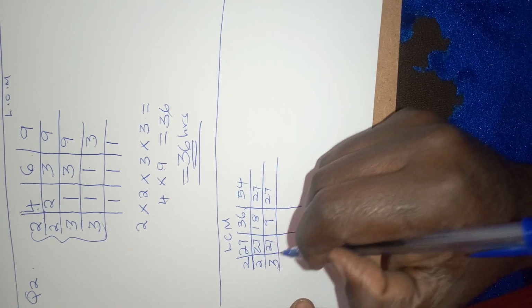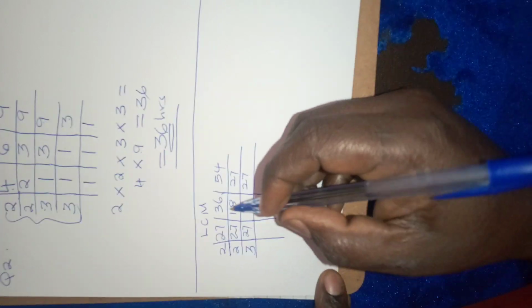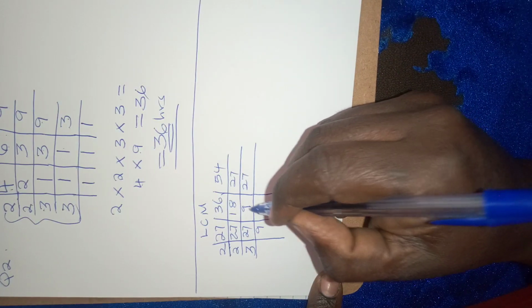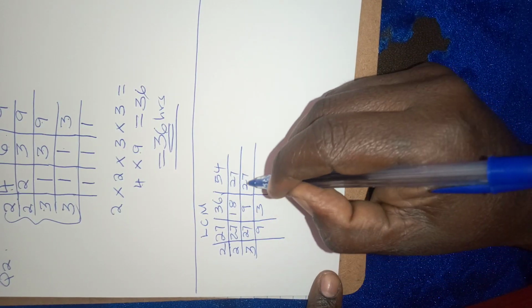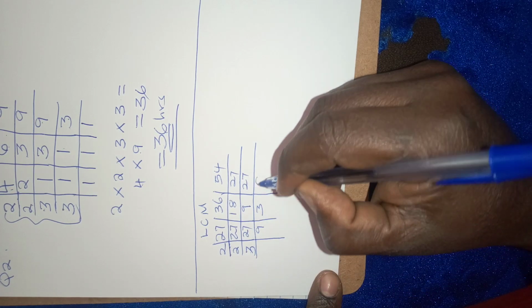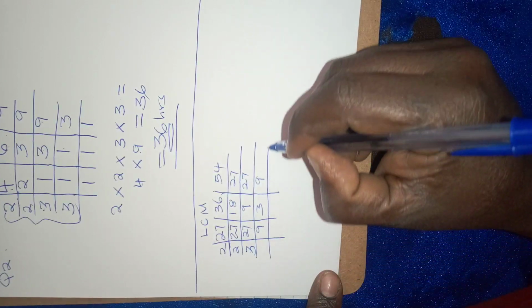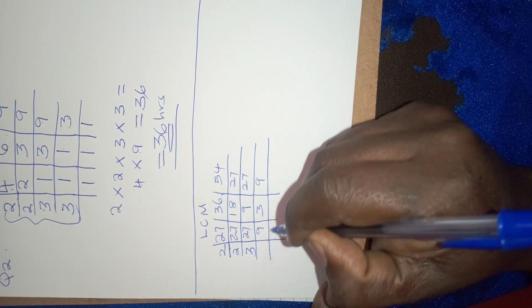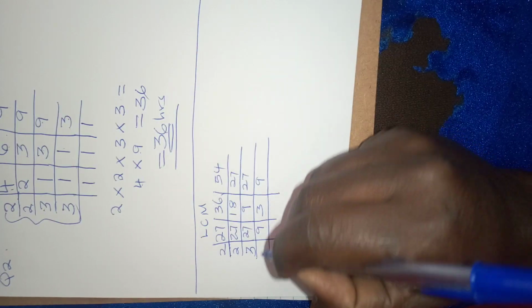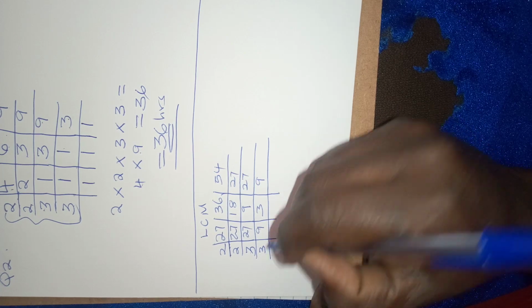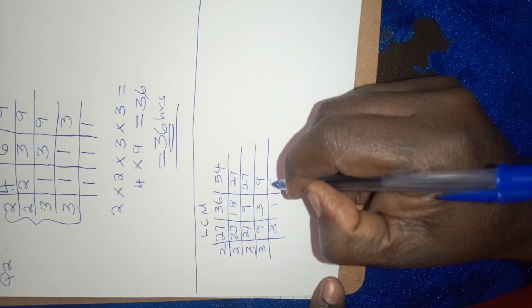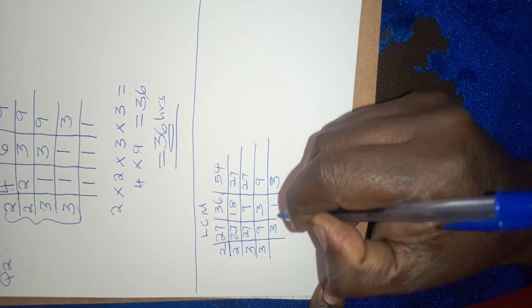We try 3. 27 divided by 3 is 9. 9 divided by 3 is 3. We proceed, then we divide again by 3. 9 divided by 3 is 3. 3 divided by 3 is 1, and 9 divided by 3 is 3.